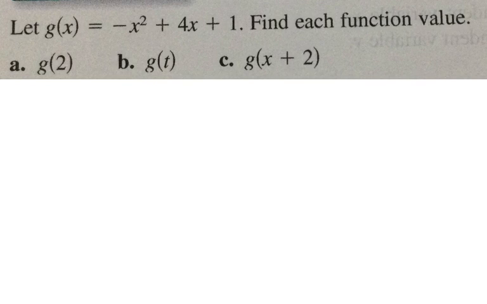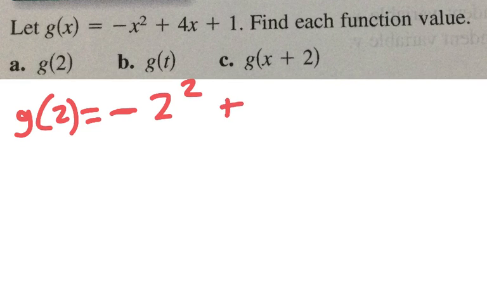Okay, A part tells me to find g of 2 given that g of x is equal to negative x squared plus 4x plus 1. So I'm going to take my g of x equation, and everywhere there used to be an x, I'm now plugging in a 2. So this is going to be negative 2 squared plus 4 times 2 plus 1.